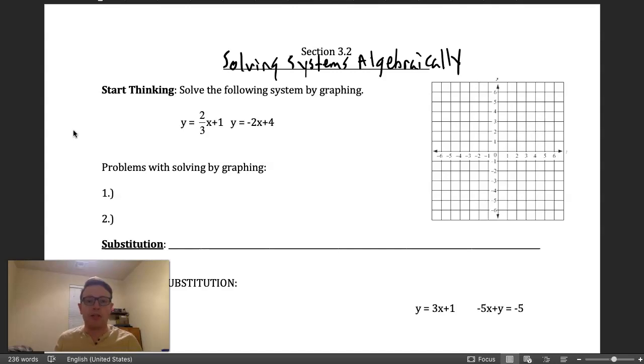Hello folks, and welcome back to another lesson. Today we're going to talk about solving systems algebraically. So last time we talked about how to solve them graphically. Now we're going to look at some of the ways algebra can do this.